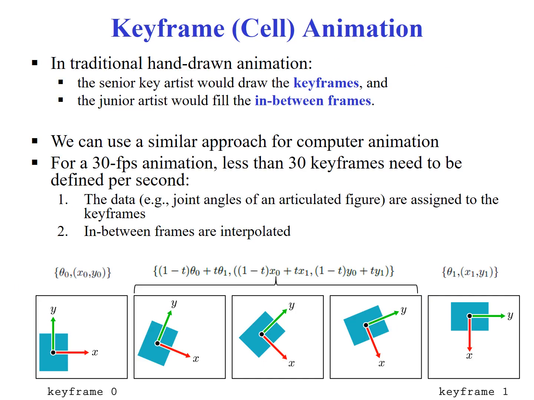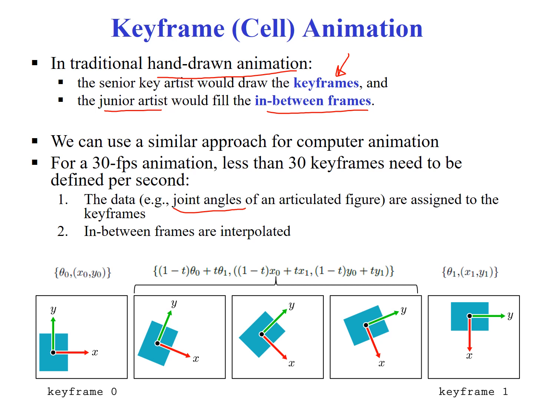Now let's look at a simple way of creating an animation. In a traditional hand-drawn animation, the senior key artist would draw keyframes, and then the junior artist would fill in the in-between frames. We can use a similar approach for computer animation. For a 30 frames per second animation, less than 30 keyframes would be needed, and the number of keyframes needed would depend upon how complicated the motion is. The data, which includes the joint angles of an articulated figure, are assigned to the keyframes.